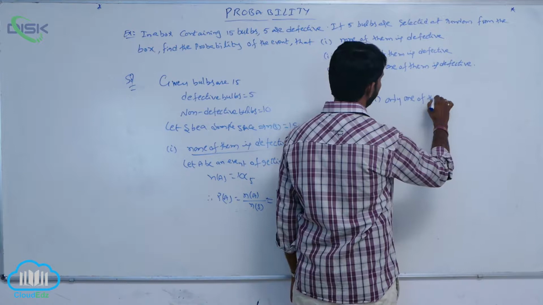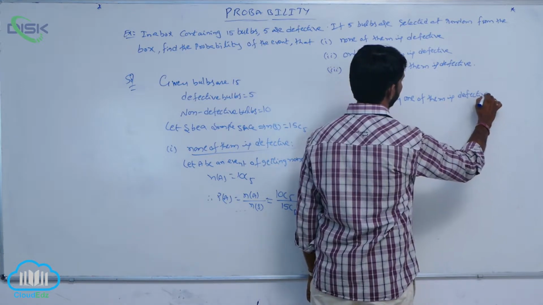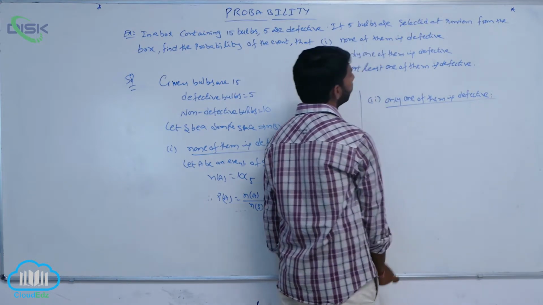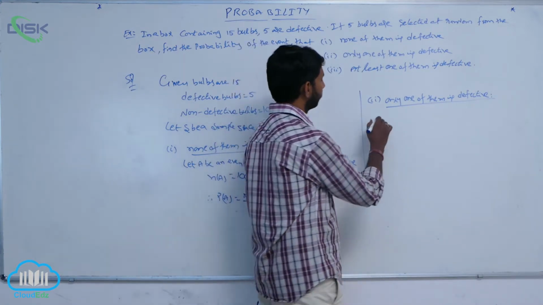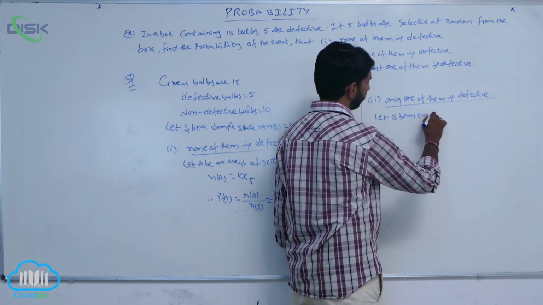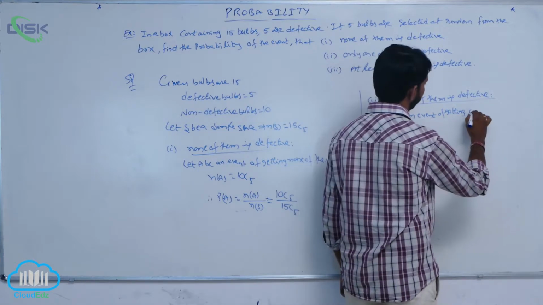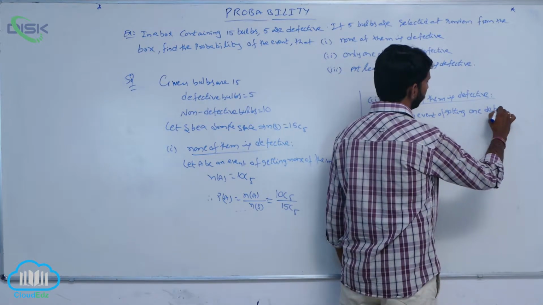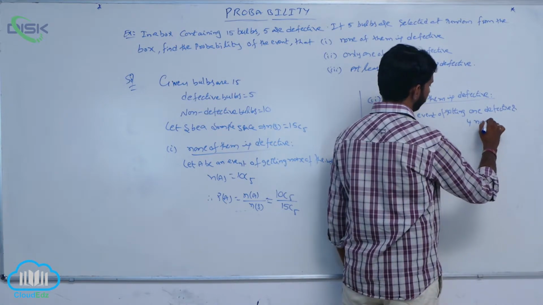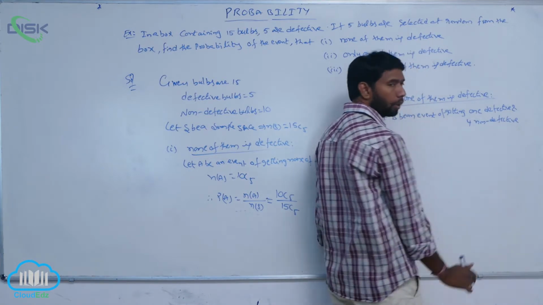Only one of them is defective. Let capital B be an event of getting one defective and 4 non-defective. 1 defective and 4 are non-defective.